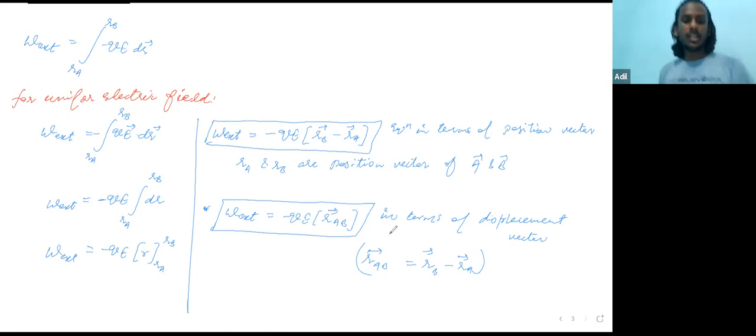Now, work done by electric field. This was for uniform electric field, and now we are going to solve for work done by electric field.